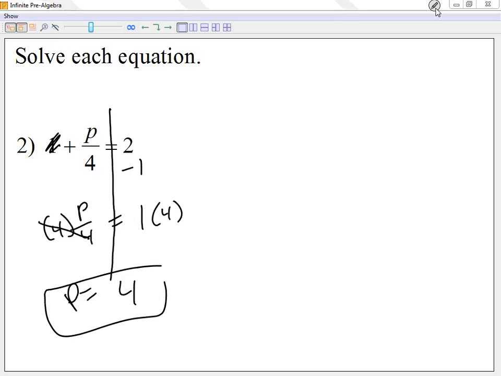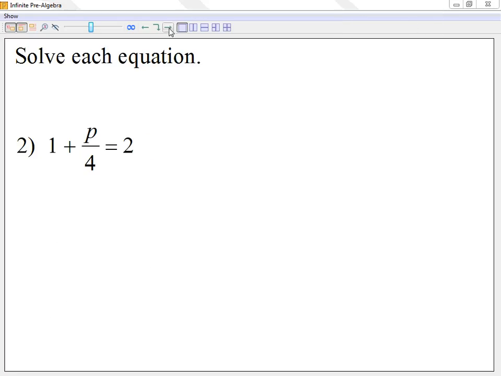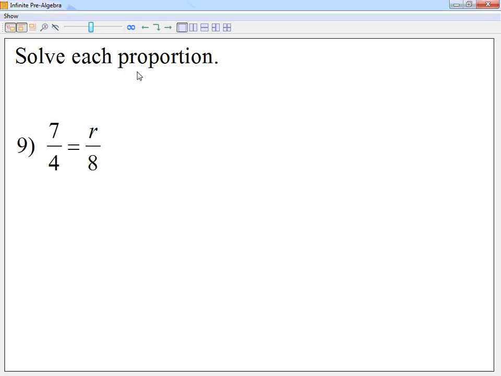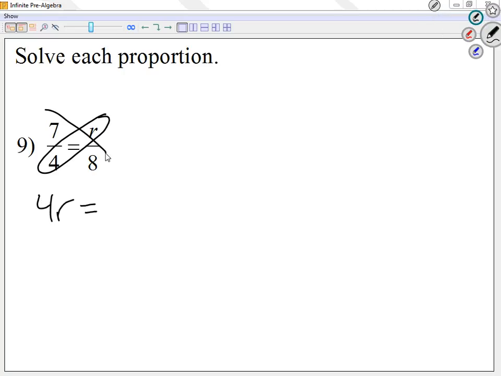Okay. So that seems simple. Let's take a look at number 9. When we have proportions, it's two fractions equal to each other. That's all it is. So when we have two fractions equal each other, I'm going to cross multiply. I'm going to multiply diagonally. 4 times r is 4r. This is equal to 7 times 8, which is 56. So I have 4r equals 56.